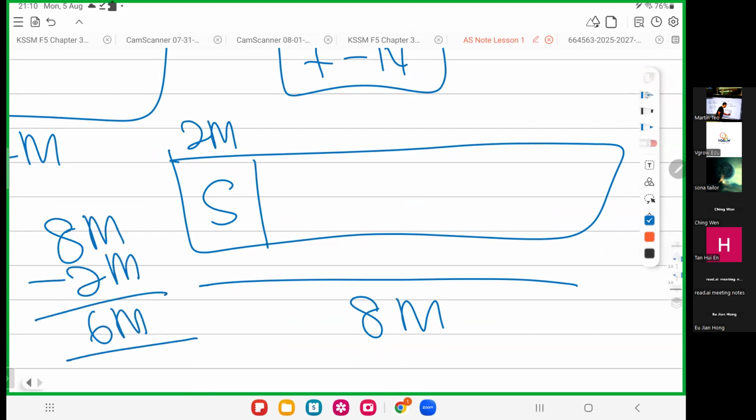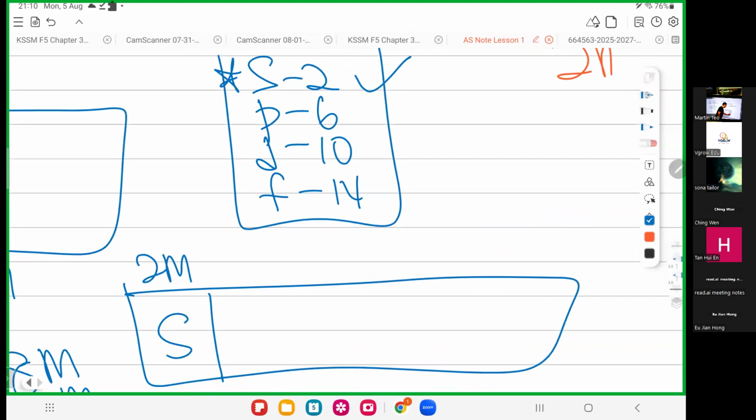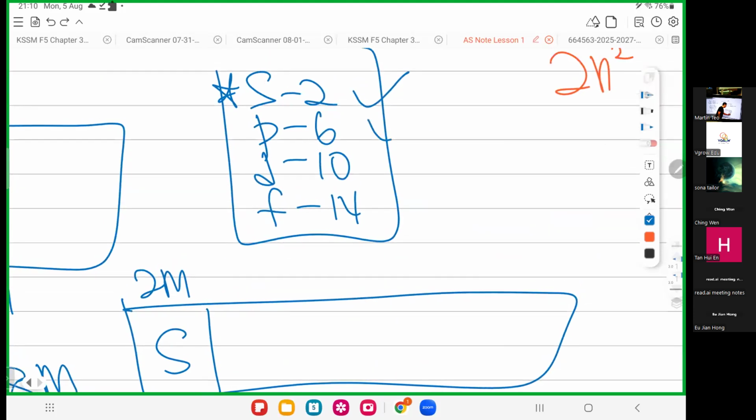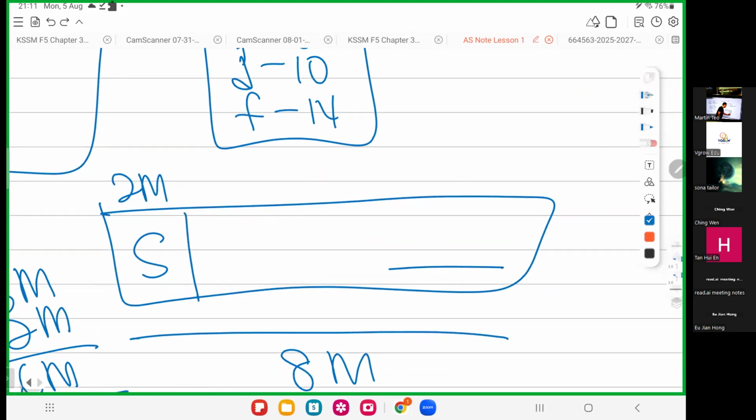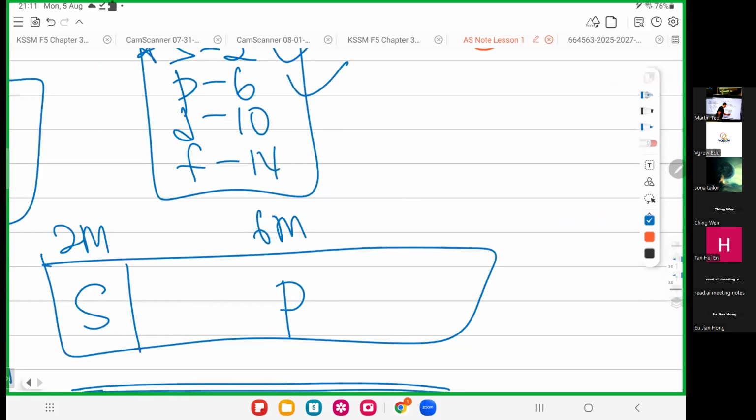So the 6 meters, can we do some other cutting? Yes. 6 meters can cut into P. So you can do another cutting here. This is P. So make sense, right? S 2 meters. P 6 meters. All together 8 meters. So now you know already.